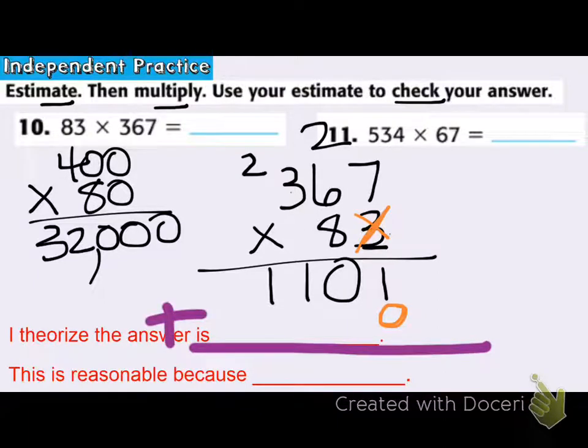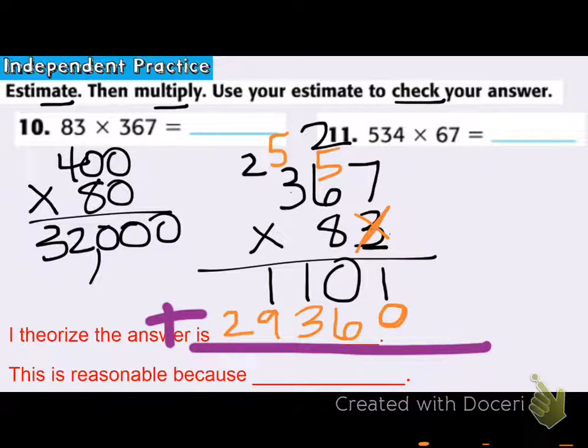The tens place is that 8. 8 times 7, right? It's really 80. So 8 times 7 is 56. Bring up the 5. And now I need to figure out what is 8 times 6. Well, that's 48. 48 plus 5 is 53. Bring up the 5. And now I need to do 8 times 3 is 24. Plus the 5 is 29.